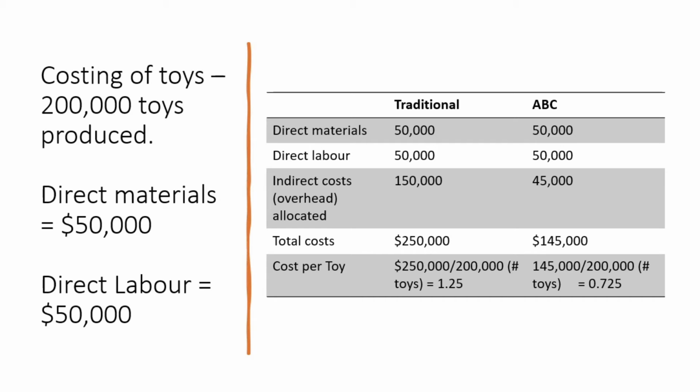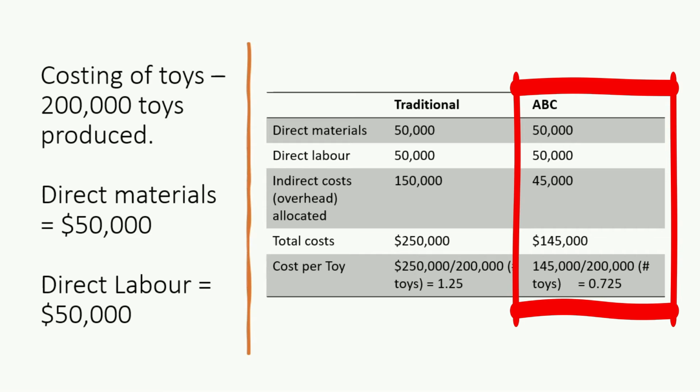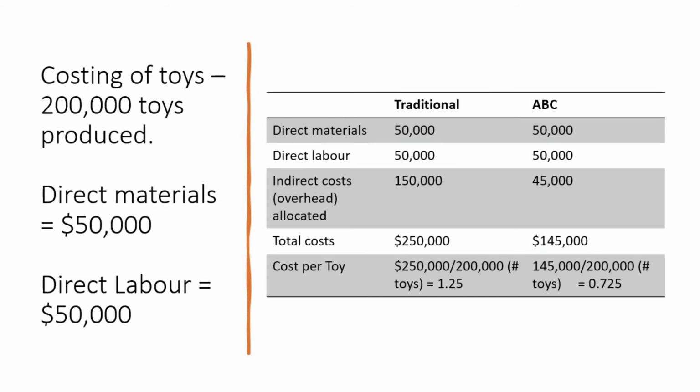But under the activity-based costing, it's $145,000. Number of toys made is 200,000. Cost per toy is 72.5 cents. So that makes a difference in the costing of the toys, and hence would drive the selling prices.